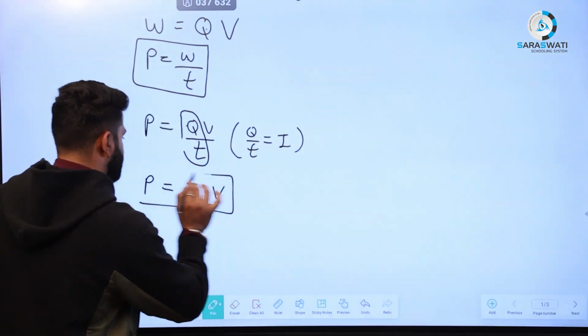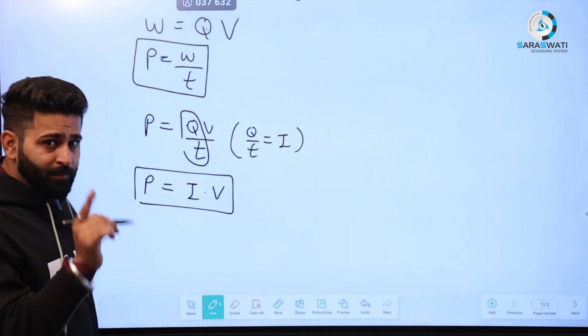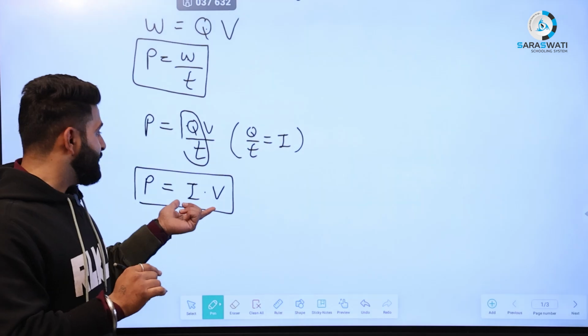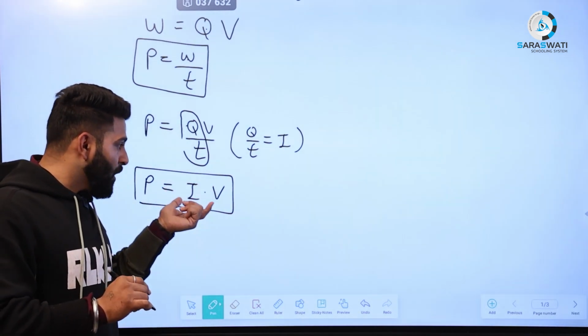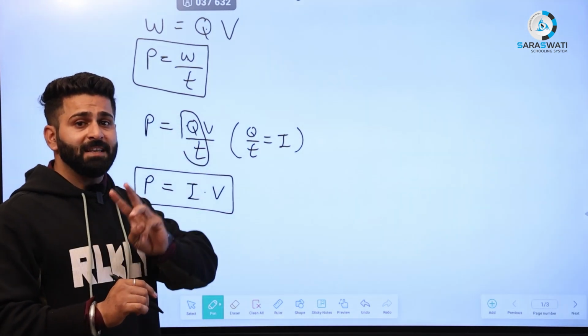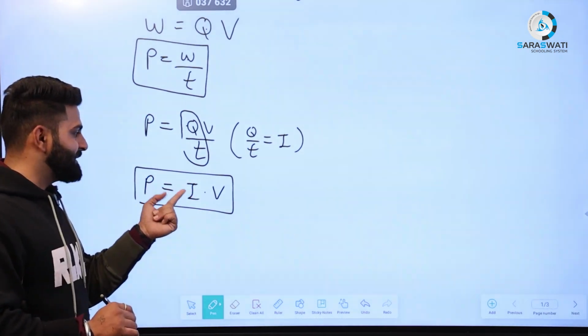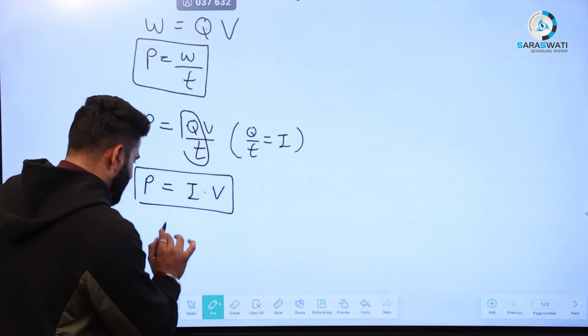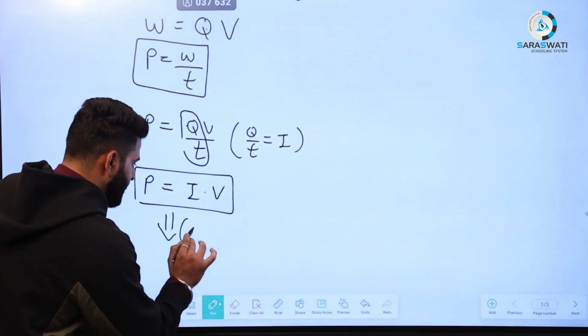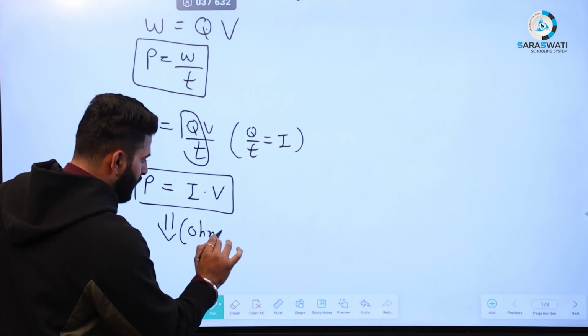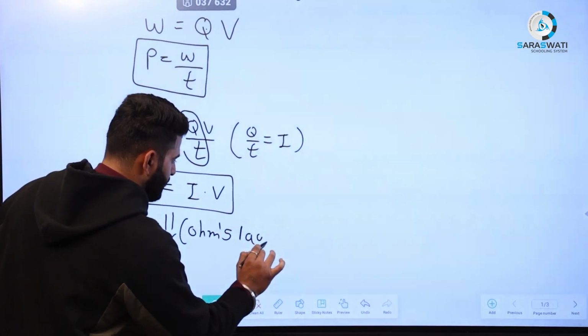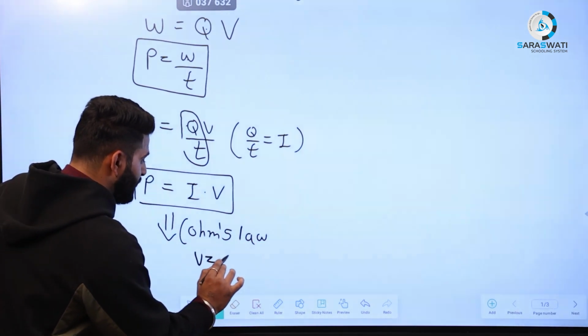From this, first of all, whatever the important formula is, I'm going to put it in a box, because from this boxed formula you have to derive three different formulas for power. So the first important formula is P is equal to V into I. Now we're going to derive the others from Ohm's law, which is V is equal to IR.